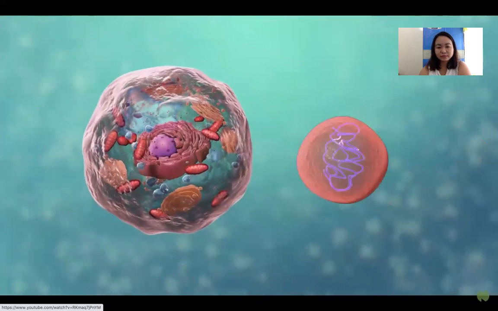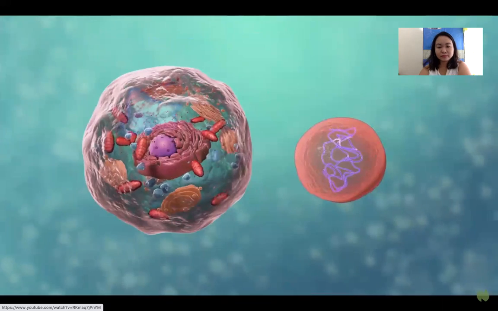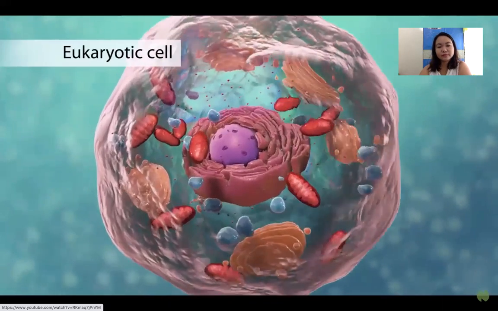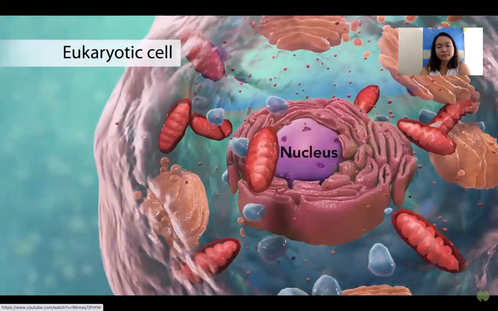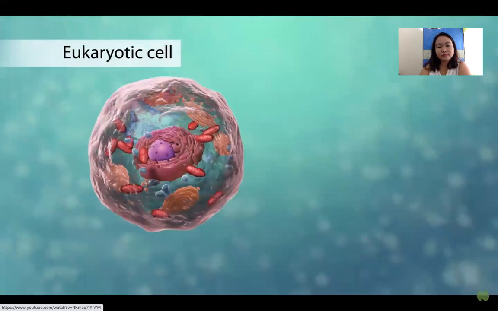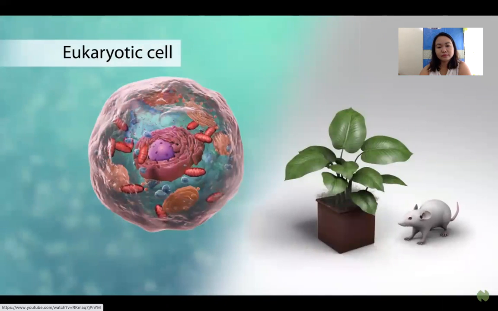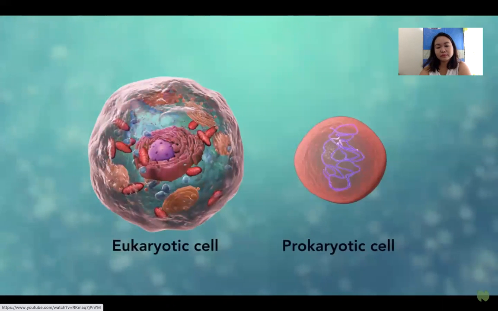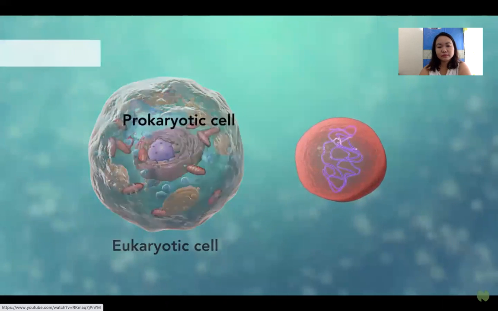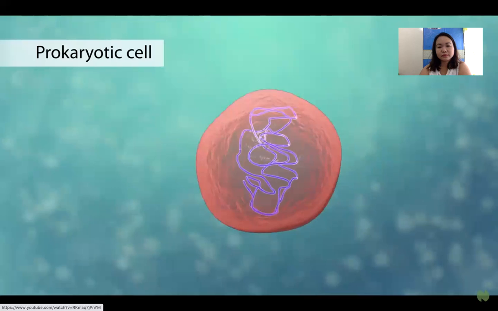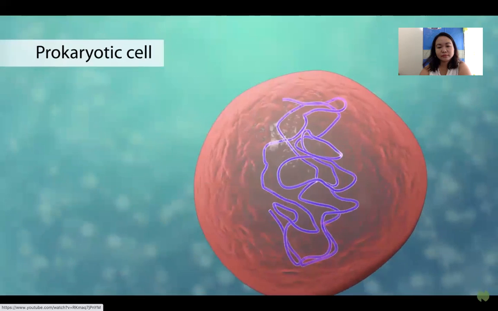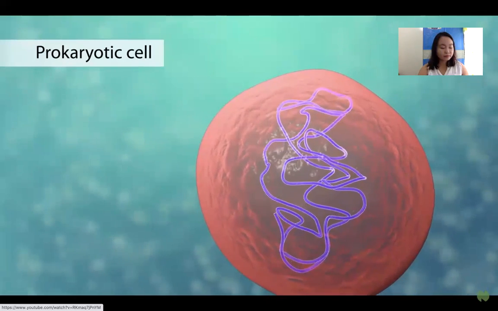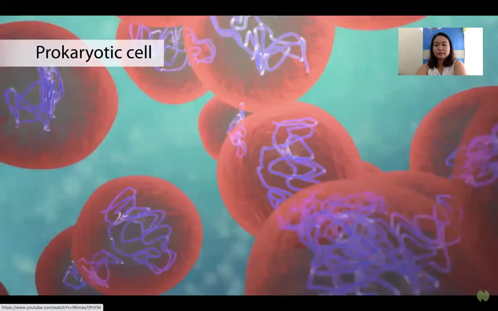There are two broad categories of cells. The first category is eukaryotic cells. They have organelles, which include the nucleus and other special parts. Eukaryotic cells are more advanced, complex cells, such as those found in plants and animals. The second category is prokaryotic cells. They don't have a nucleus or membrane-enclosed organelles. They do have genetic material, but it's not contained within a nucleus. Prokaryotic cells are always one-celled or unicellular organisms, such as bacteria.